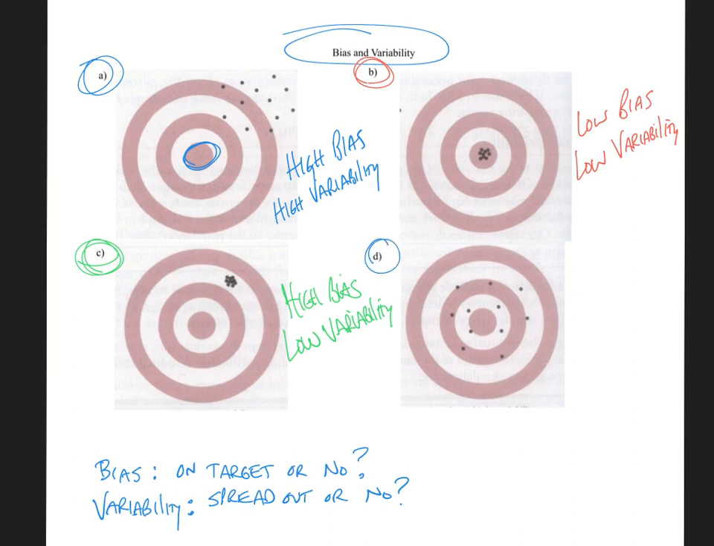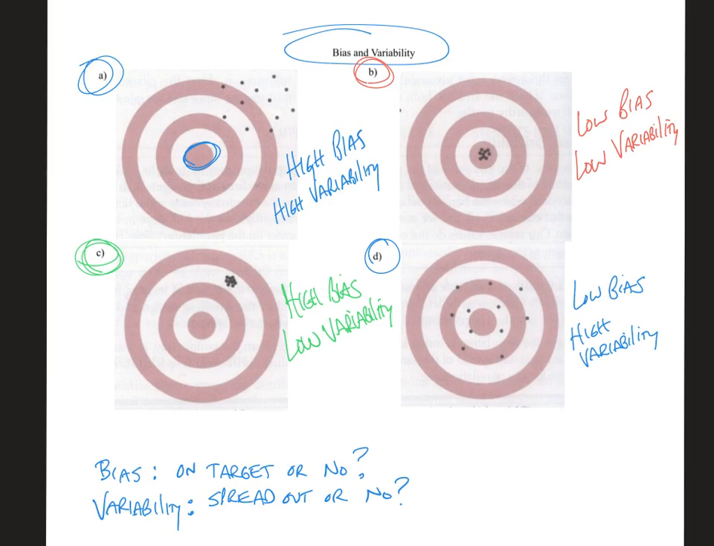And then the last one, D, they're scattered around the target. They're relatively close to the target. So I would say that that would be low bias. But they're all spread out, so that would be high variability. So that's kind of an example of all those different combinations.